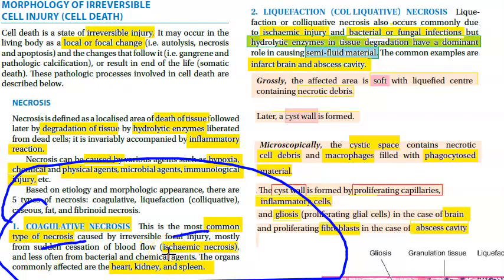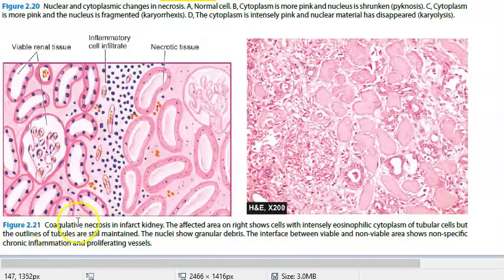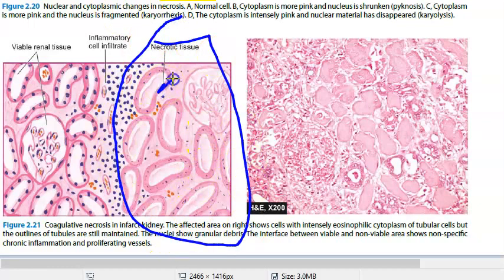So basically because of some irreversible injury, there is stoppage of blood flow, ischemic necrosis, or because of some chemical agent or bacterial agent. This happens mostly in the heart, kidney, spleen. These are the common organs. So they are showing here the coagulative necrosis in kidney. Here you can see the necrotic tissue.